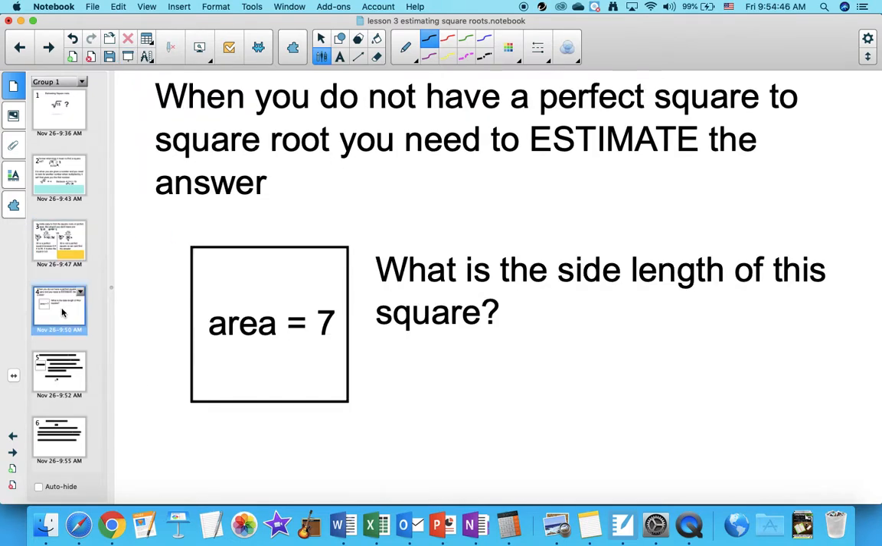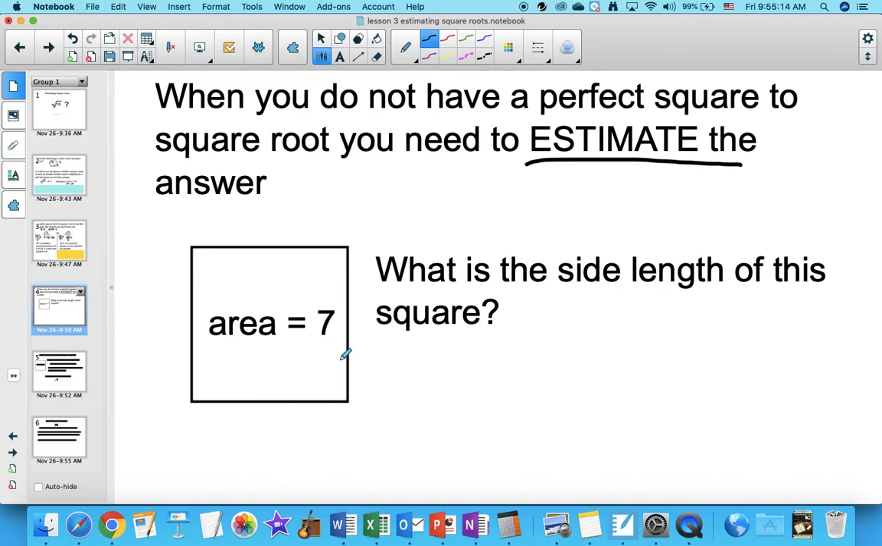So when you don't have a perfect square and you have to find the square root, you need to estimate. Now, some of you may think estimation means guess. It doesn't mean guess, it means an educated guess, meaning you try and get as close as you can. You don't just say, oh, it's 4, or 3, or 2. You don't just guess at it. You try and figure out what number would be the closest to getting the perfect square.